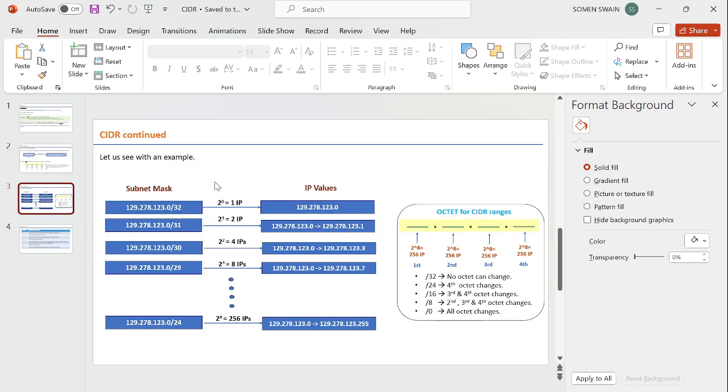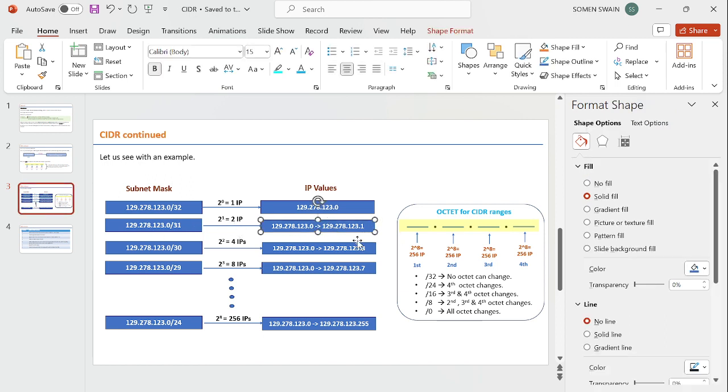This is how, from the subnet mask, we derive the exact IP. For example, if your subnet mask is 129.278.123.0/32, that means you will get just one IP for all your system or infrastructure requirements. If it is /31, then it becomes 2 to the power 1, which is 2 IPs, and the IP range is something which I am mentioning over here. If it is /30, then 2 to the power 2, which is 4 IPs.